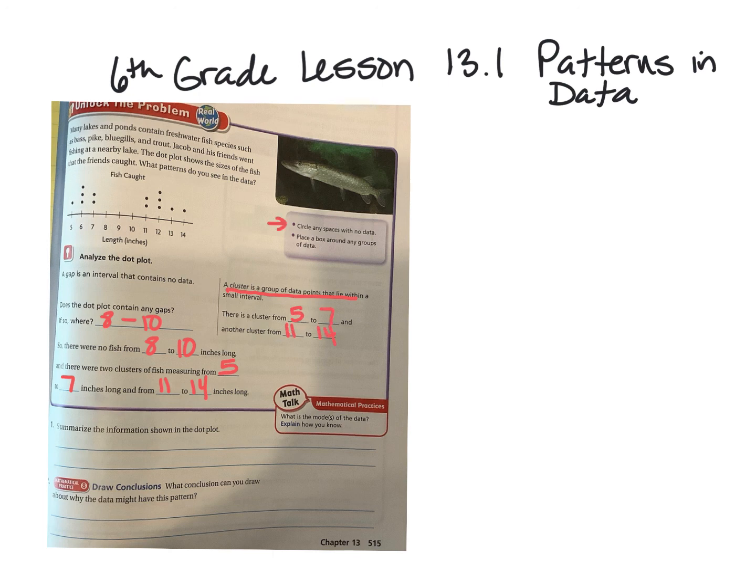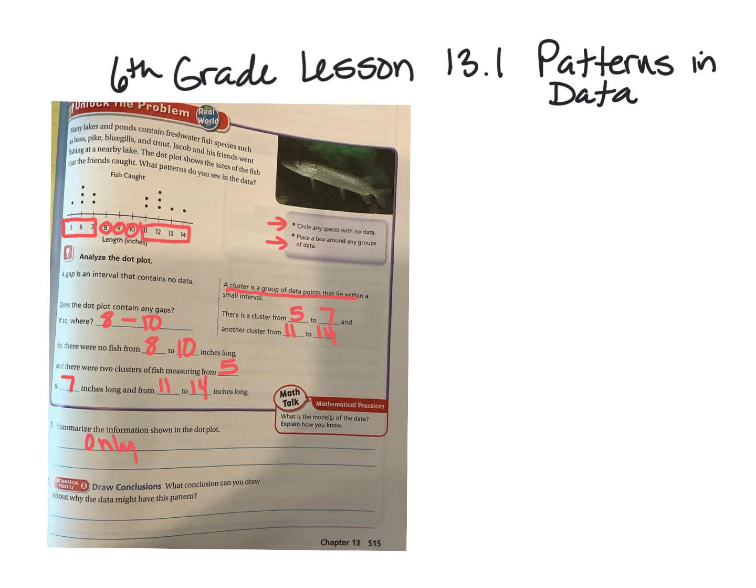Oh, and I noticed we didn't do this. Sorry. Circle any spaces with no data. That was our gap. And then place boxes around any groups of data. These had data, and these had data. We kind of did that already. We can summarize the information shown in the dot plot. So what we can summarize is that there were only fish caught that were either 5 to 7 inches long or 11 to 14 inches long.